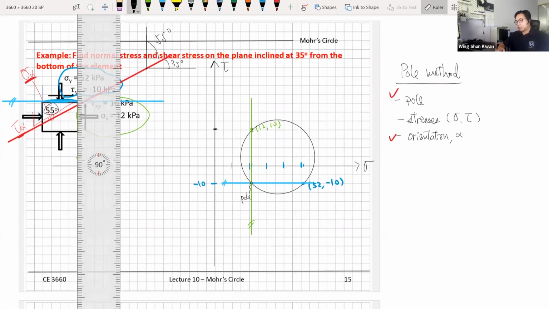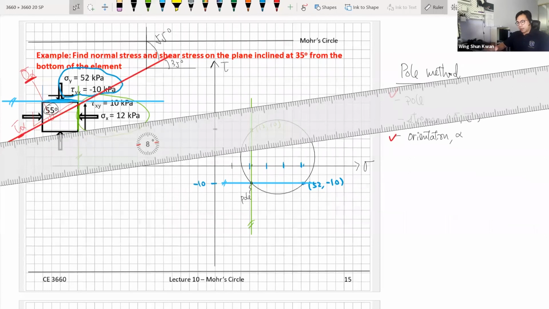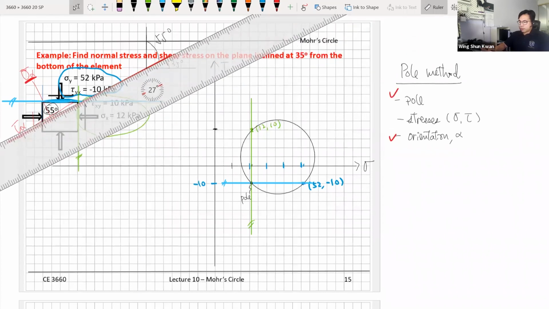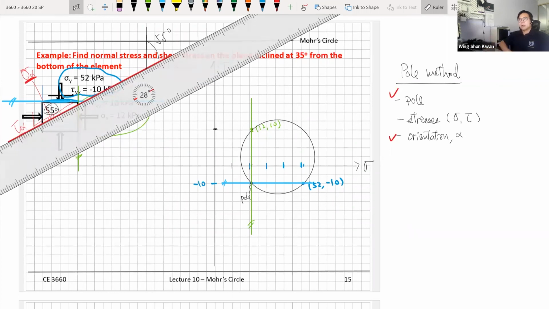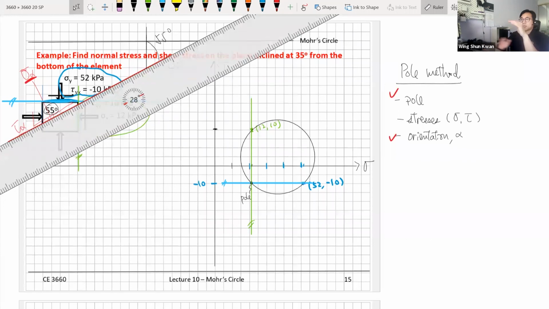So I guess the scale got messed up when I did the copy and paste, I didn't do it directly in PowerPoint. So if everything is done according to the scale, this should be 35 degrees. We are reading 28. This does not mean that it must be 28. It is meant to be at 35. I guess the scale of the diagram got squeezed, so that's why the 35 becomes 28 here. But it is meant to be a 35 degree plane from the horizontal.